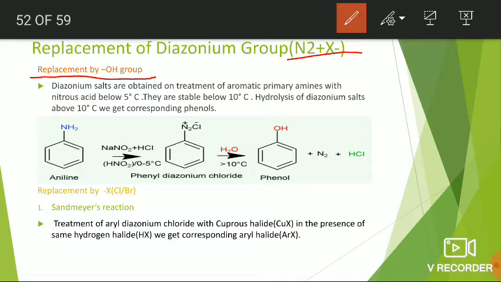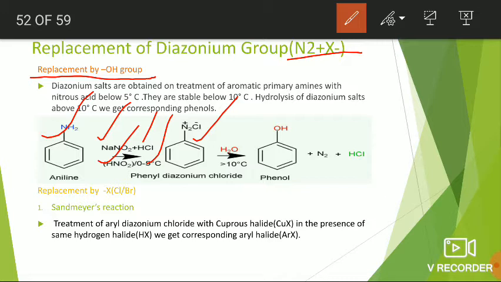If you observe the diazotization reaction, for example, the reaction of aniline with nitrous acid below 5 degrees centigrade, we get the corresponding diazonium salt, that is phenyl diazonium chloride or benzene diazonium chloride. Here nitrous acid is unstable, so it is prepared in situ by taking a mixture of nitrite salt and acid. Okay, this is the diazotization reaction.